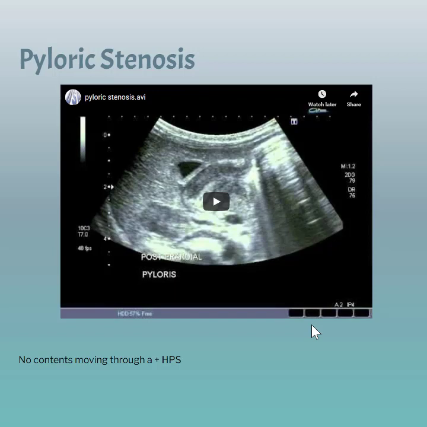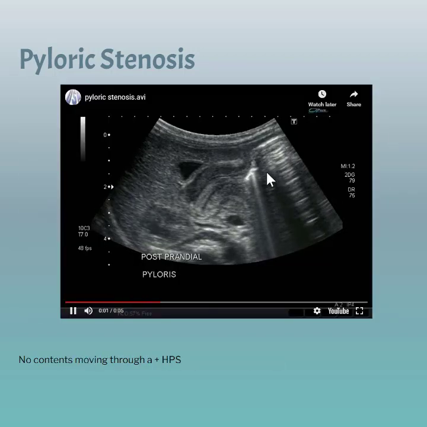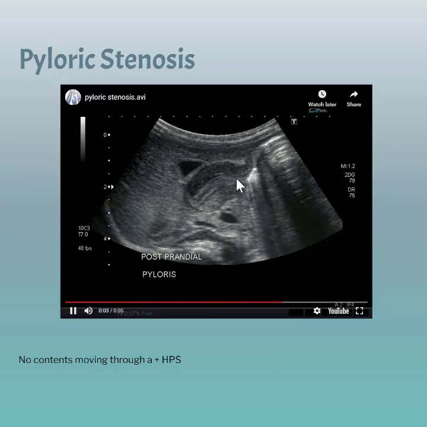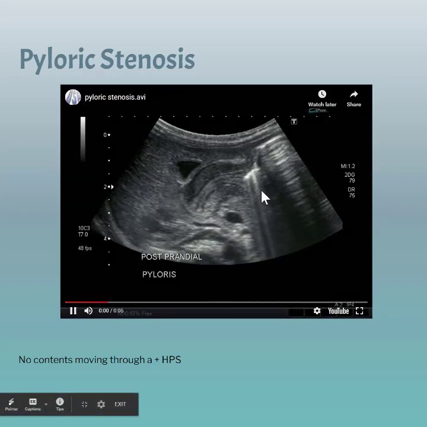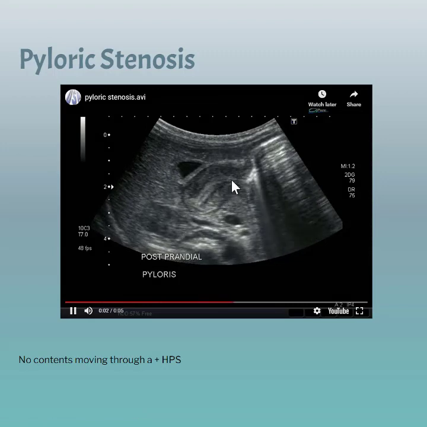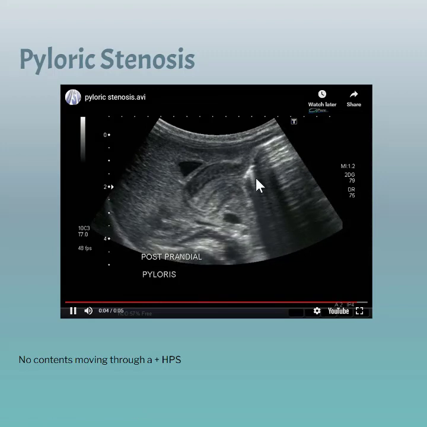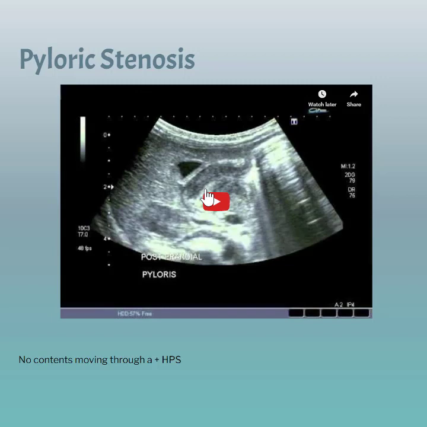So we're going to watch a video here of the pylorus that is thickened in this patient. The baby has eaten, and we are not going to see anything moving through. This is the stomach on the medial side, very thick, no contents moving through. Let's just watch that one more time. Very thick muscles, elongated canal. We can see that no stomach contents are traveling through.